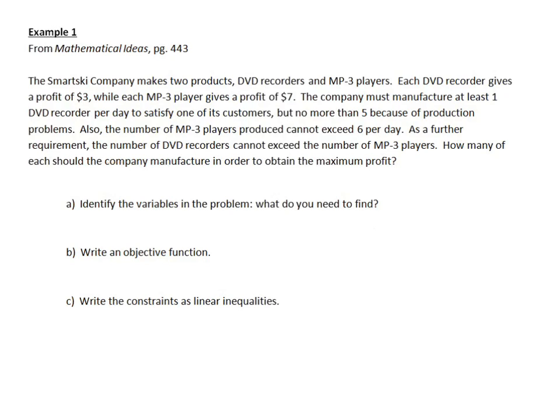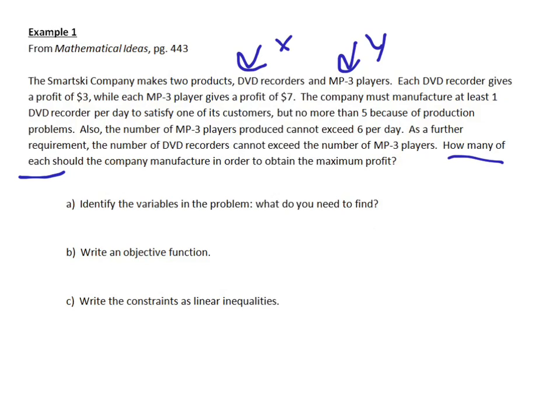So let's start with identifying the variables. What is it that you need to find? So in most of these, you can kind of look at the last sentence, and that should tell you what it is that you need to find, and then we'll just choose variables to represent those things. So in this case, we're asked how many of each, meaning DVD recorders and MP3 players, should the company manufacture in order to obtain the maximum profit. All right, so we have 2 things, a number of DVD recorders and MP3 players. So we're going to let those be our X and our Y. X is DVD recorders, Y is MP3 players.